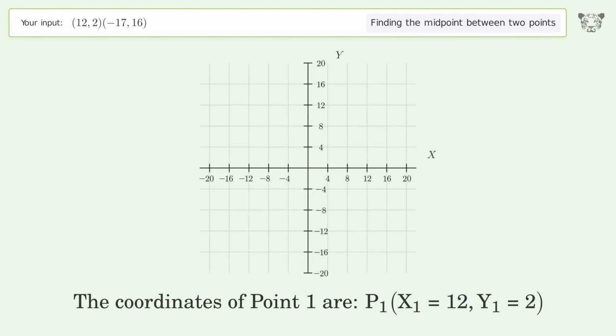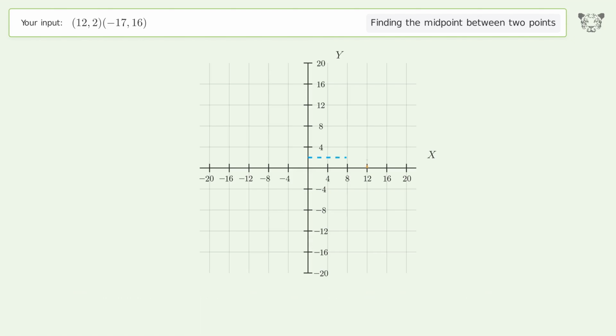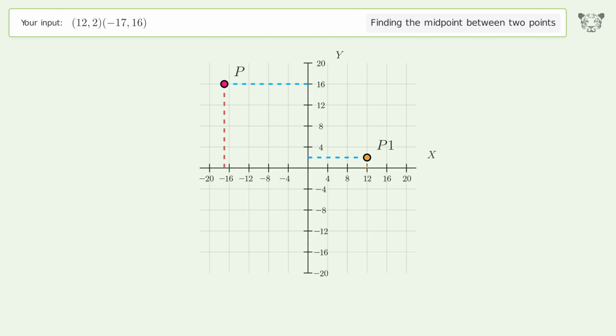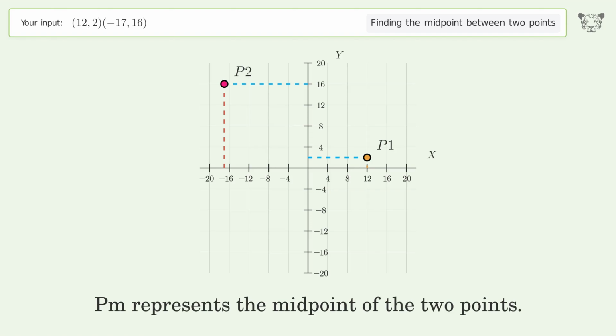The coordinates of point 1 are x1 equals 12, y1 equals 2. The coordinates of point 2 are x2 equals negative 17, y2 equals 16. PM represents the midpoint of the 2 points.